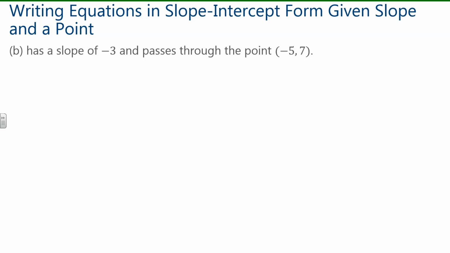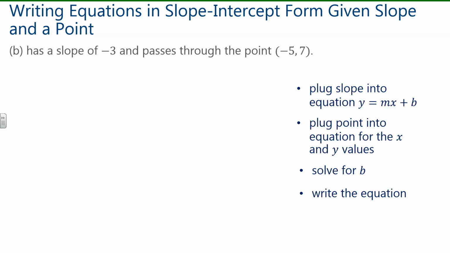Now let's repeat those steps again for example 2, where we have to find the equation of the line that has a slope of -3 and passes through the point -5, 7. As a reminder, here are the steps. We'll start by plugging in our slope, which is -3, into y equals mx plus b. Next we can take our point, -5, 7, and replace our x and y variables with those values. When we do that, we get 7 equals -3 times -5 plus b.